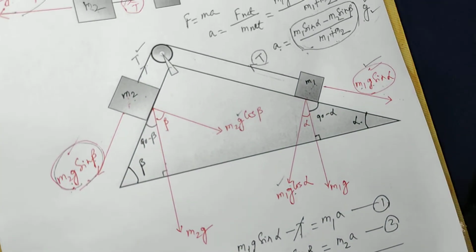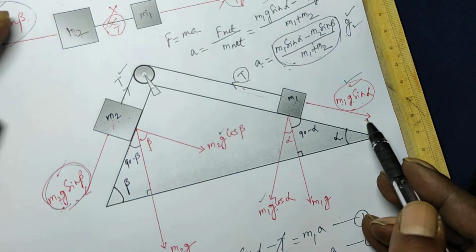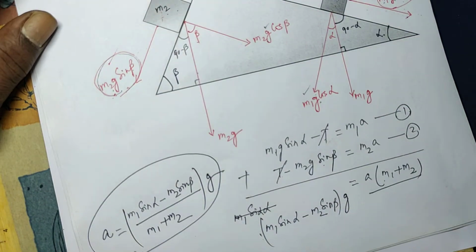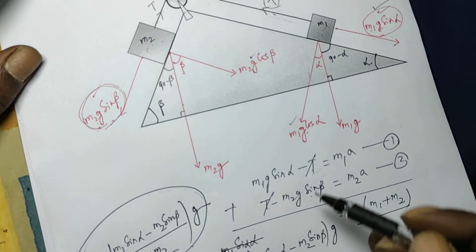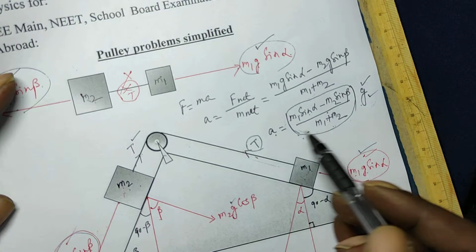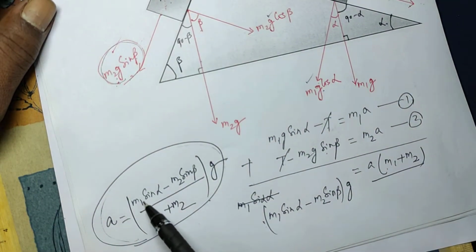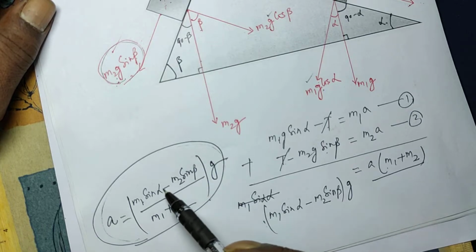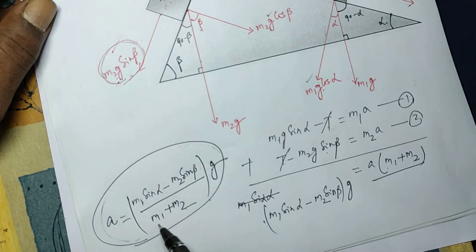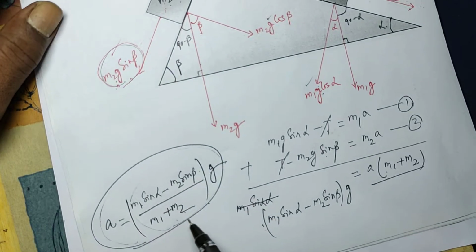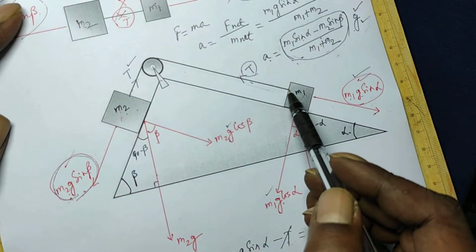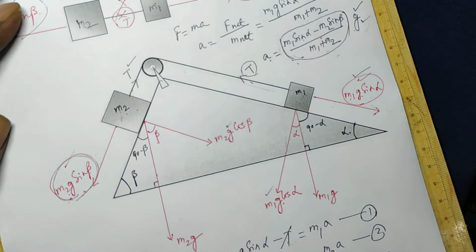So this is the value of acceleration. Now let me repeat. I have assumed this M1 is coming down, and I have derived the acceleration using the equations. Here I am doing a shortcut, net force over net mass. If you put in the values of M1, M2, alpha, beta, and G, you will get some value. If this value comes out negative, then M1 is not coming down, it is going up, right?